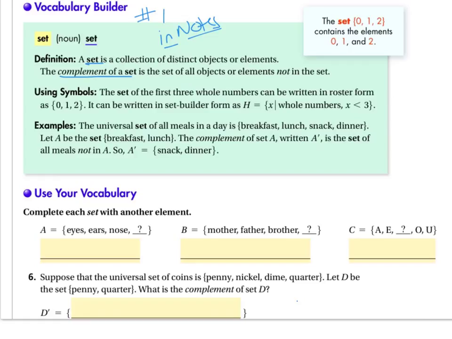Of course, we're in math, so we have symbols. The set of the first three whole numbers can be written in roster form. The first three whole numbers are 0, 1, and 2. Notice it's written with a bracket around each side.